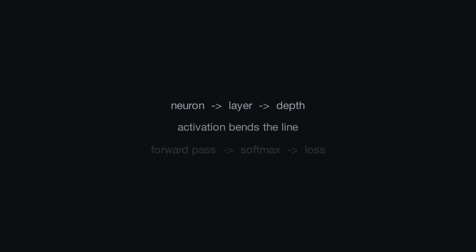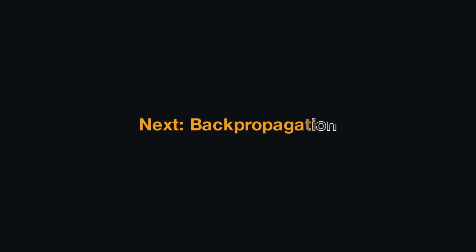So now you can trace a single guess from start to finish. Inputs become clues. Clues stack into ideas. An answer comes out, and a loss tells us how wrong it was. But how does that one loss number actually teach millions of weights to do better next time? That is the real magic, and it is called backpropagation.